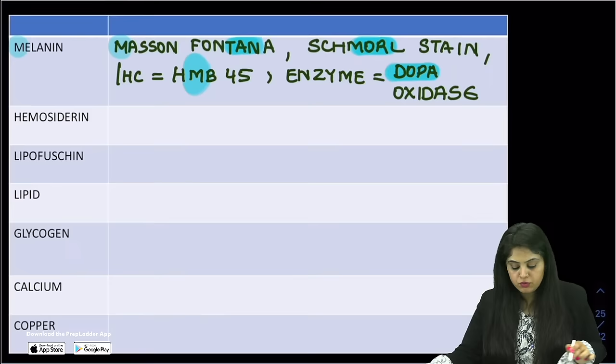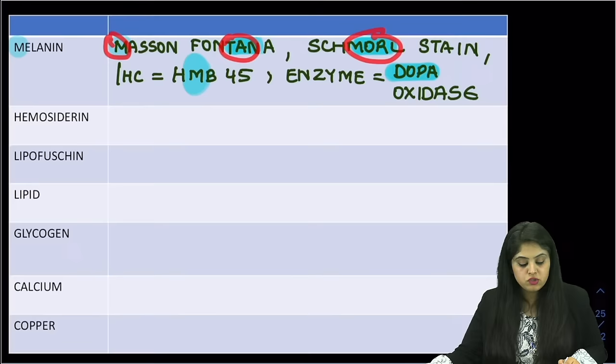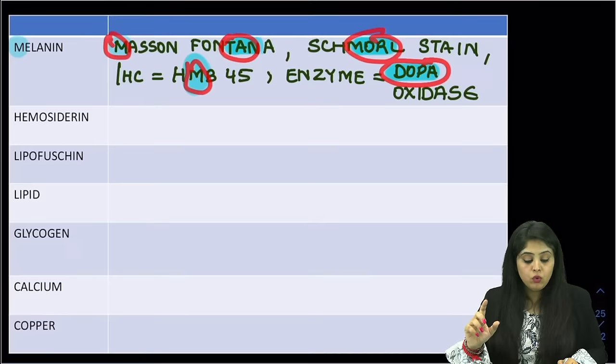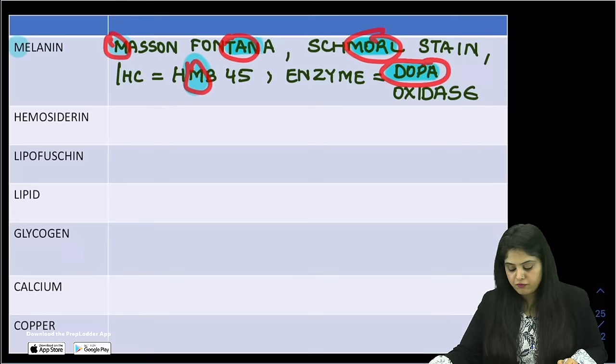Okay, M for Mason Fontana, tanning of the skin, small means mole, melanin, HMB45, M for melanin, DOPA is the precursor of melanin. All these pictures also I will show you. For now, we are going to be only and only focusing on learning this table first, then we'll do a rapid review of all the pictures that we have.